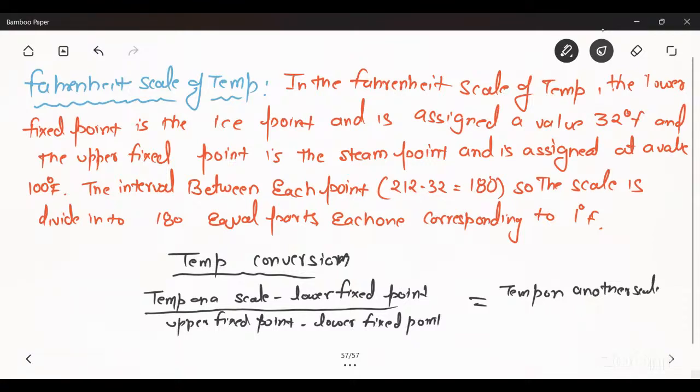Temperature on another scale minus the lower fixed point of that scale, upon the upper fixed point of that scale minus the lower fixed point on that scale. So the temperature conversion of various scales: suppose the temperature is in degree Celsius. Temperature on the Celsius scale minus the lower fixed point of 0 degree Celsius, upon the upper fixed point of 100 degree Celsius minus the lower fixed point of 0 degree Celsius.